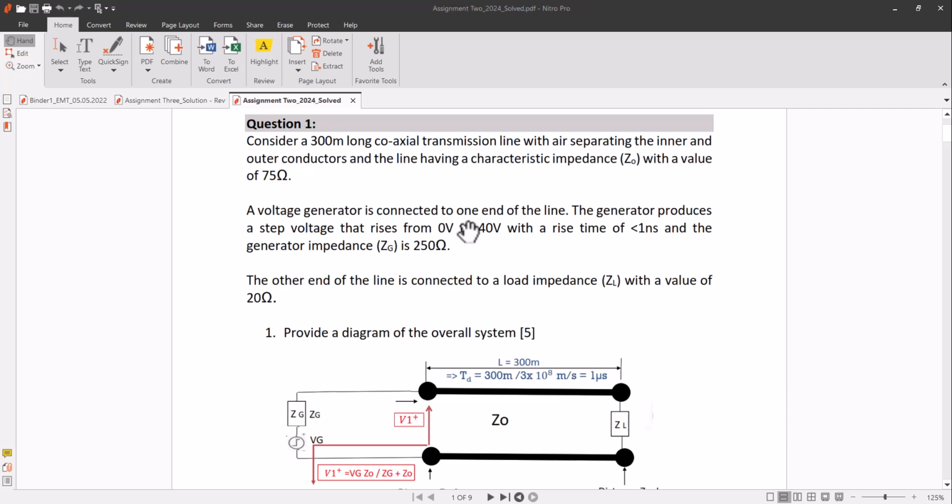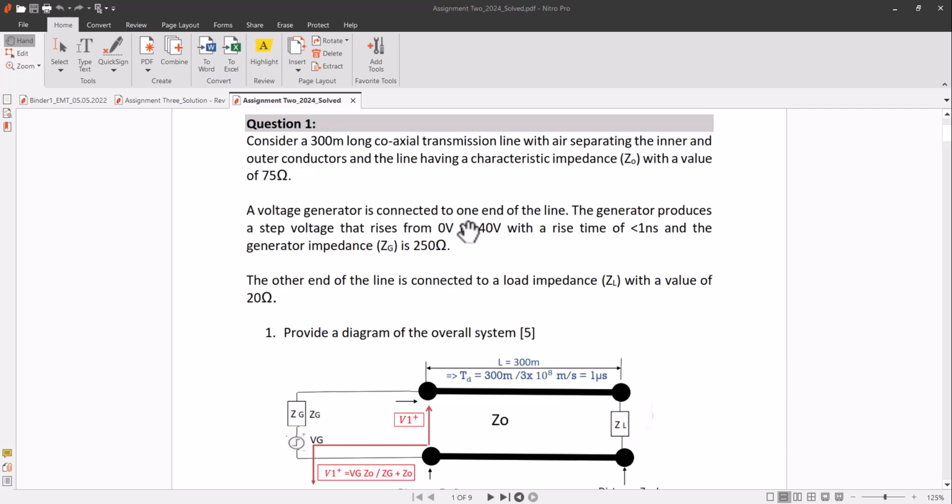Hello guys, now we will discuss a very important numerical in microwave communication systems. Consider a 300-meter long coaxial transmission line with air separating the inner and outer conductors, and the line having a characteristic impedance Z0 with a value of 75 ohm. So the total length is 300 meter and it is a coaxial line, and its Z0 characteristic impedance is 75 ohm. A voltage generator is connected to one end of the line.